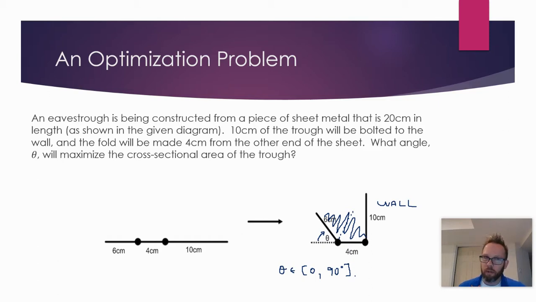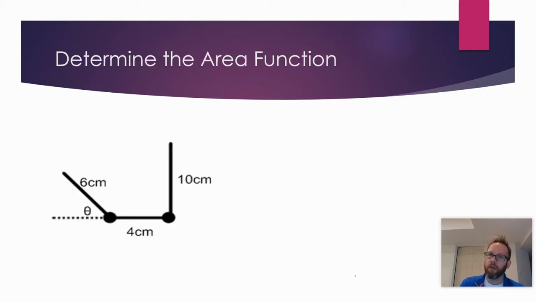Intuitively, you might think maybe it's 45 degrees, maybe it's 60 degrees. Right now, we don't really know. So let's dive in and find out. We're going to apply the algorithm that we've had from earlier optimization problems. The first thing we need to do, for maximizing area, is determine a function for the area of this eaves trough in terms of theta so that we can apply the stuff we've been doing today. So we need a few things.